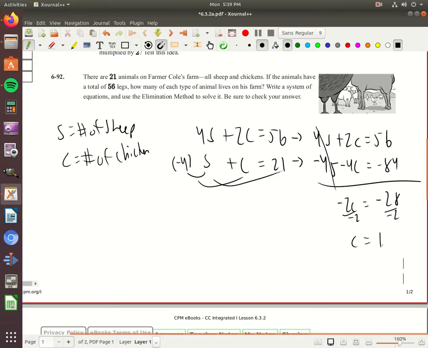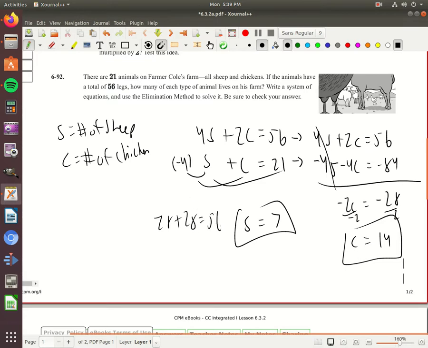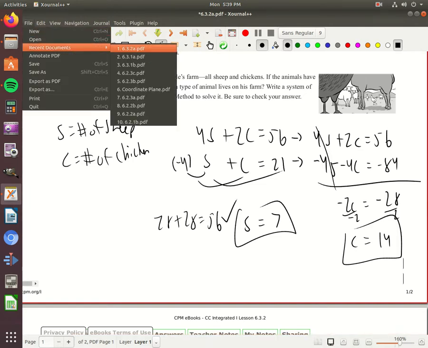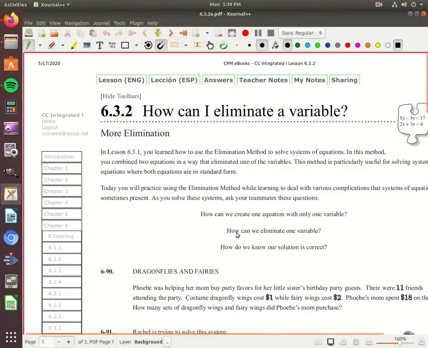So C is going to equal 14. So there's 14 chickens, which means there must be 7 sheep, right? 7 plus 14. And now we should double check that. So 4 times 7 is 28 sheep legs. 2 times 14 is 28 chicken legs for 56 total legs. So that makes sense. So we're pretty pleased with that. We will go ahead, keep working on this.